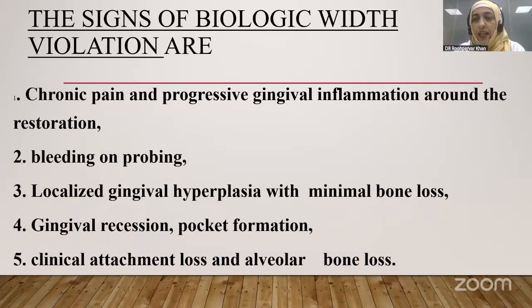If we do not maintain this length of 2 mm or 3 mm, what are the clinical findings we see and what does the patient complain of if there is violation of the biological width? There is chronic pain and progressive gingival inflammation around the restorations. There is bleeding on probing. Then there is localized gingival hyperplasia with minimal bone loss. Then we see gingival recession, pocket formation, clinical attachment loss and alveolar bone loss over time if this biological width is not maintained.